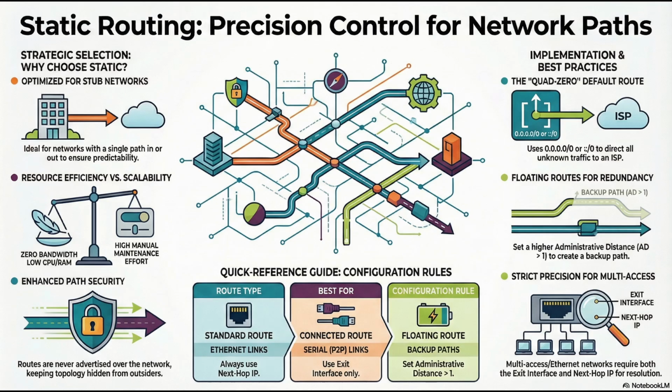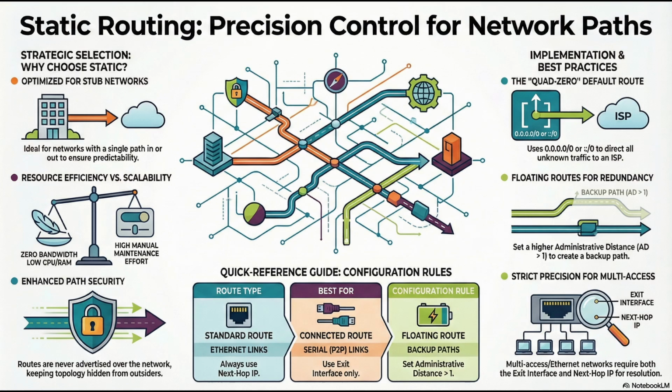You don't want half your traffic on the slow link. Yeah, definitely not. So you configure the backup route with an AD of, say, 5. So it's less trusted than the fiber link, which is AD 1. Exactly. And because the router trusts the AD 1 route more, it completely ignores the AD 5 route. It doesn't even put it in the routing table.